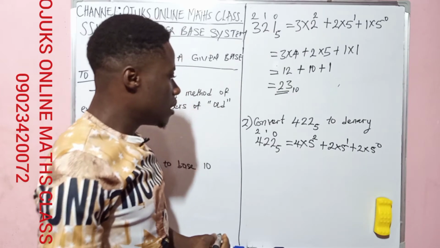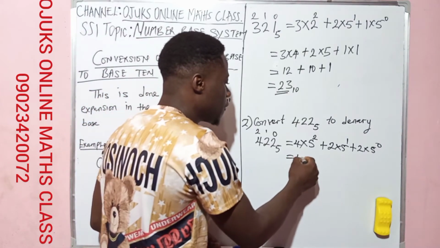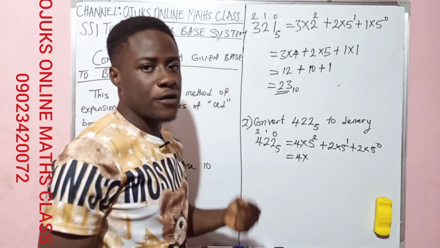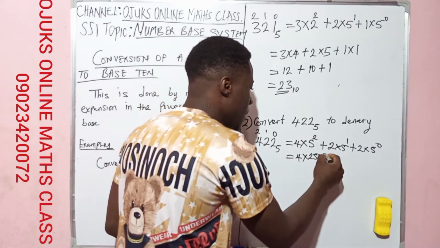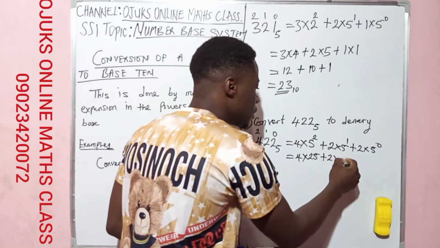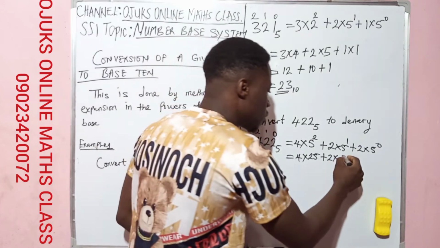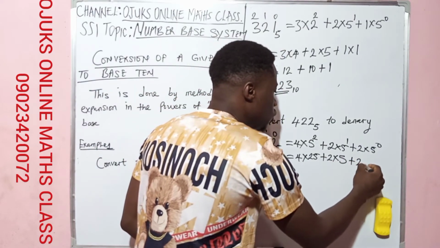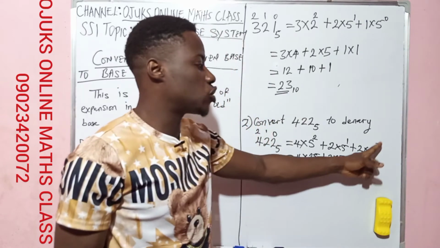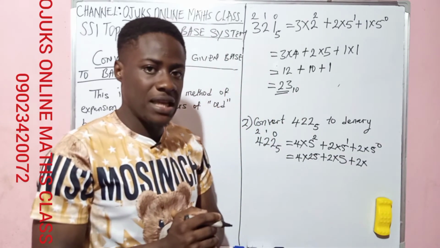Now, if we are to expand this, 4 times 5 raised to the power 2 gives 25, plus 2 times 5 raised to the power of 1 will give us 5, plus 2 times, remember, 5 raised to the power 0. Anything raised to the power 0 in mathematics will automatically give us what?